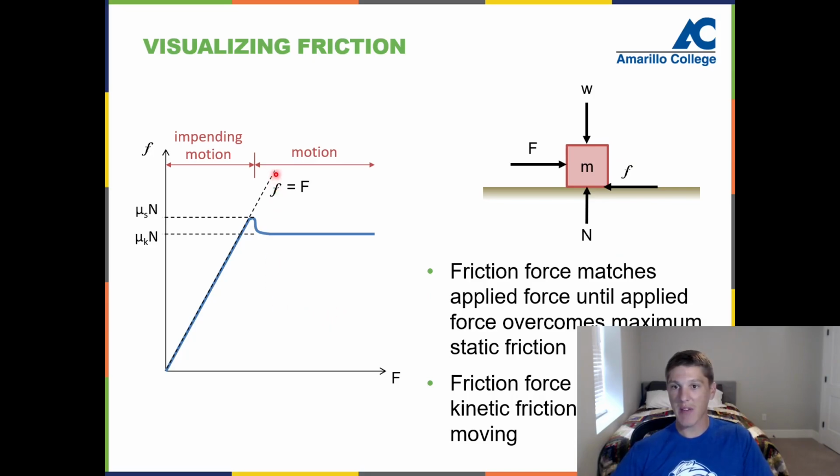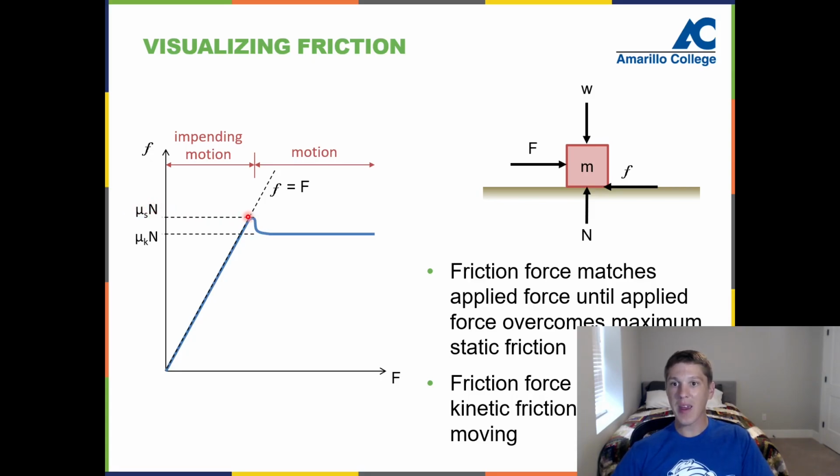So what we have here is this dotted line, which is just the line where the frictional force is equal to the applied force. This is just a straight line, and you can see that the value of the frictional force will match the applied force up until it reaches this maximum value. And this maximum value is going to be the coefficient of static friction times the normal force.